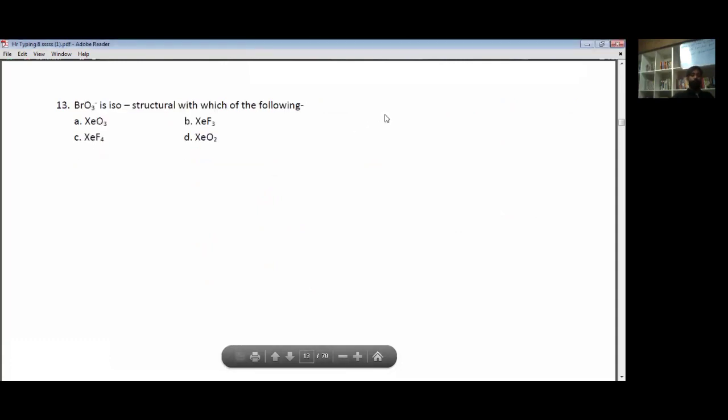Fine. The next question, that is, BrO3 minus is isostructural with which of the following? I already told you that isostructural means similar structure. Similar structure means similar valence electron. Okay, so 3 oxygens, 3 oxygens. So this may be the chance. So let's find the valence electron of BrO3 minus and XO3 minus. If they all have similar valence electron, then their structure will be similar. Okay, the effect due to 3 oxygens is same in both cases.